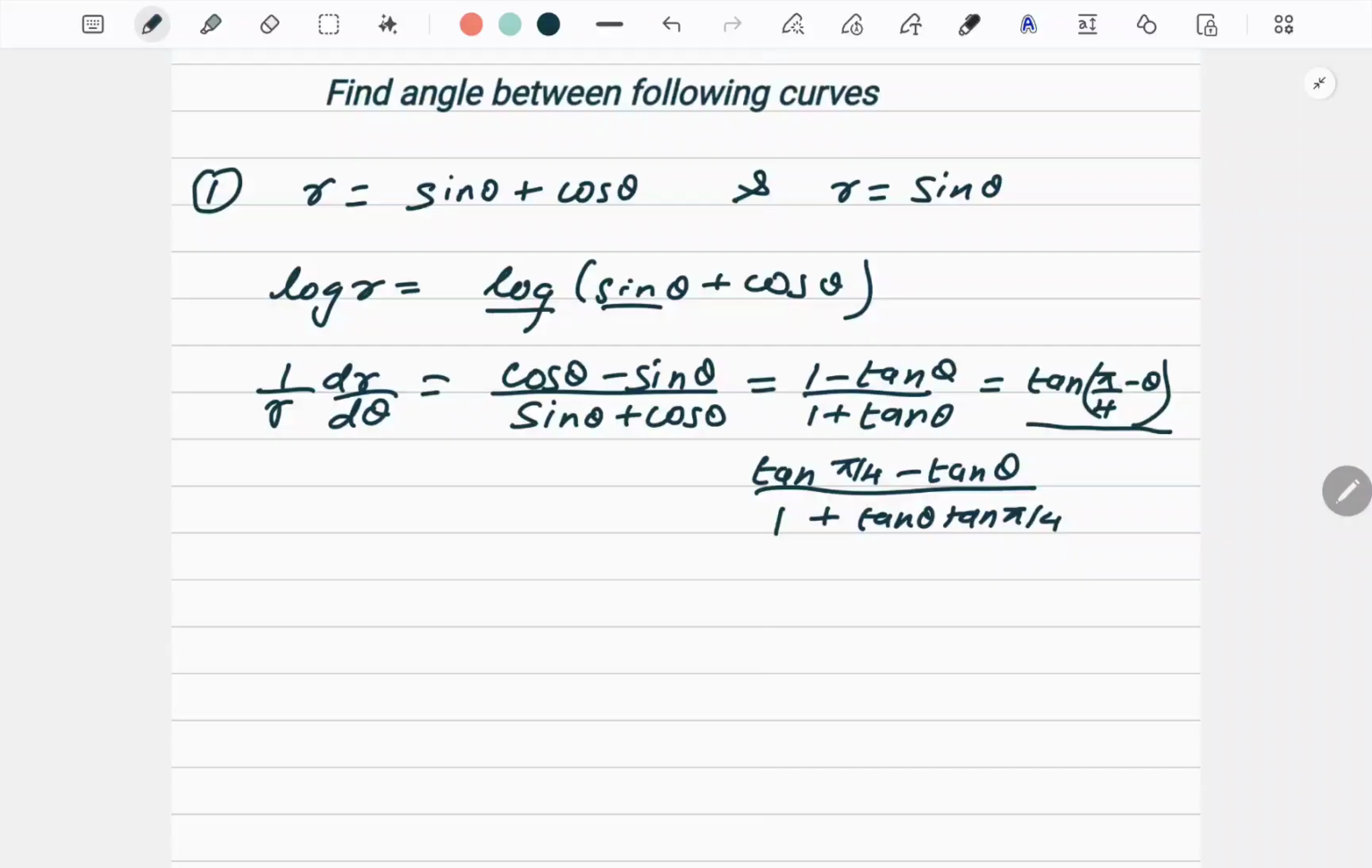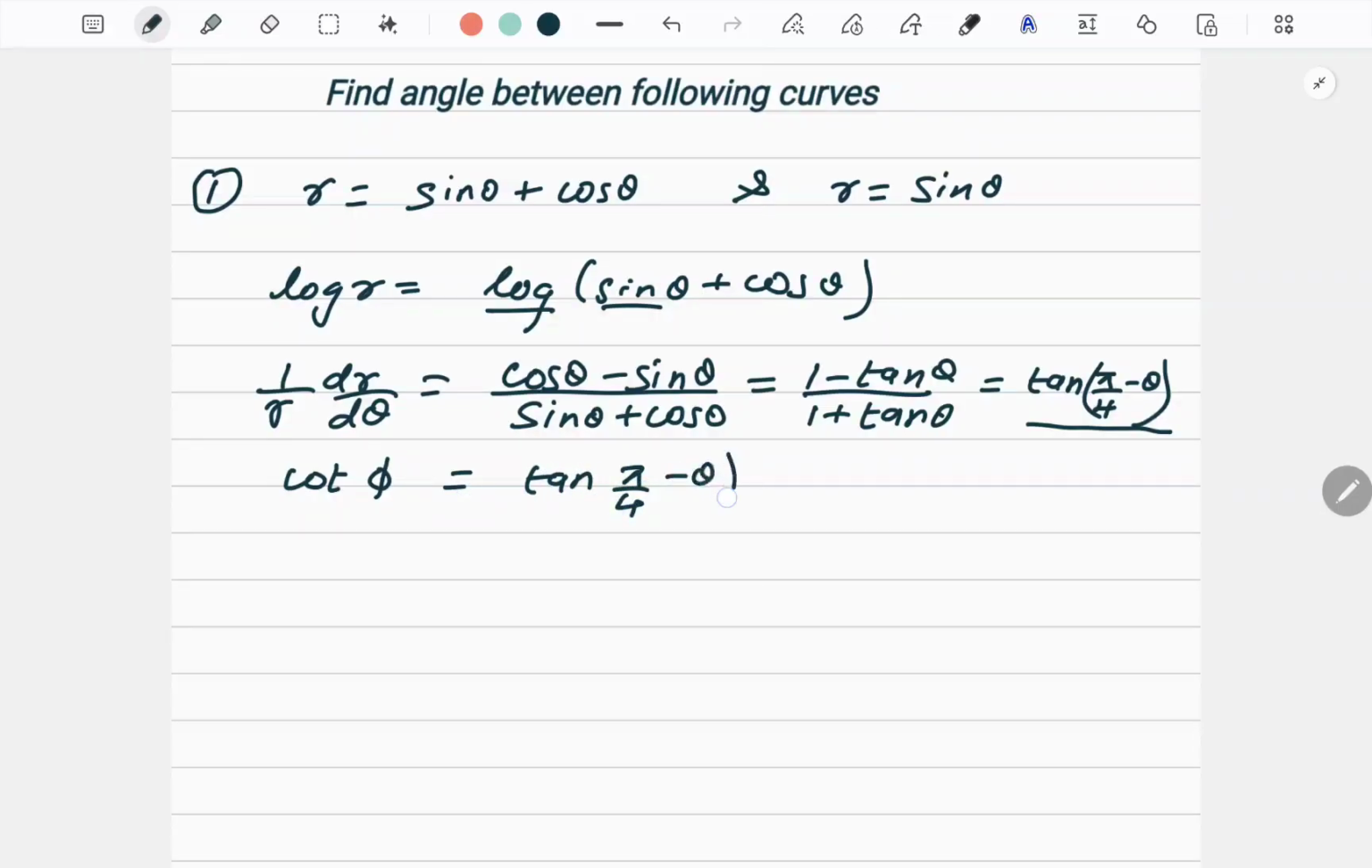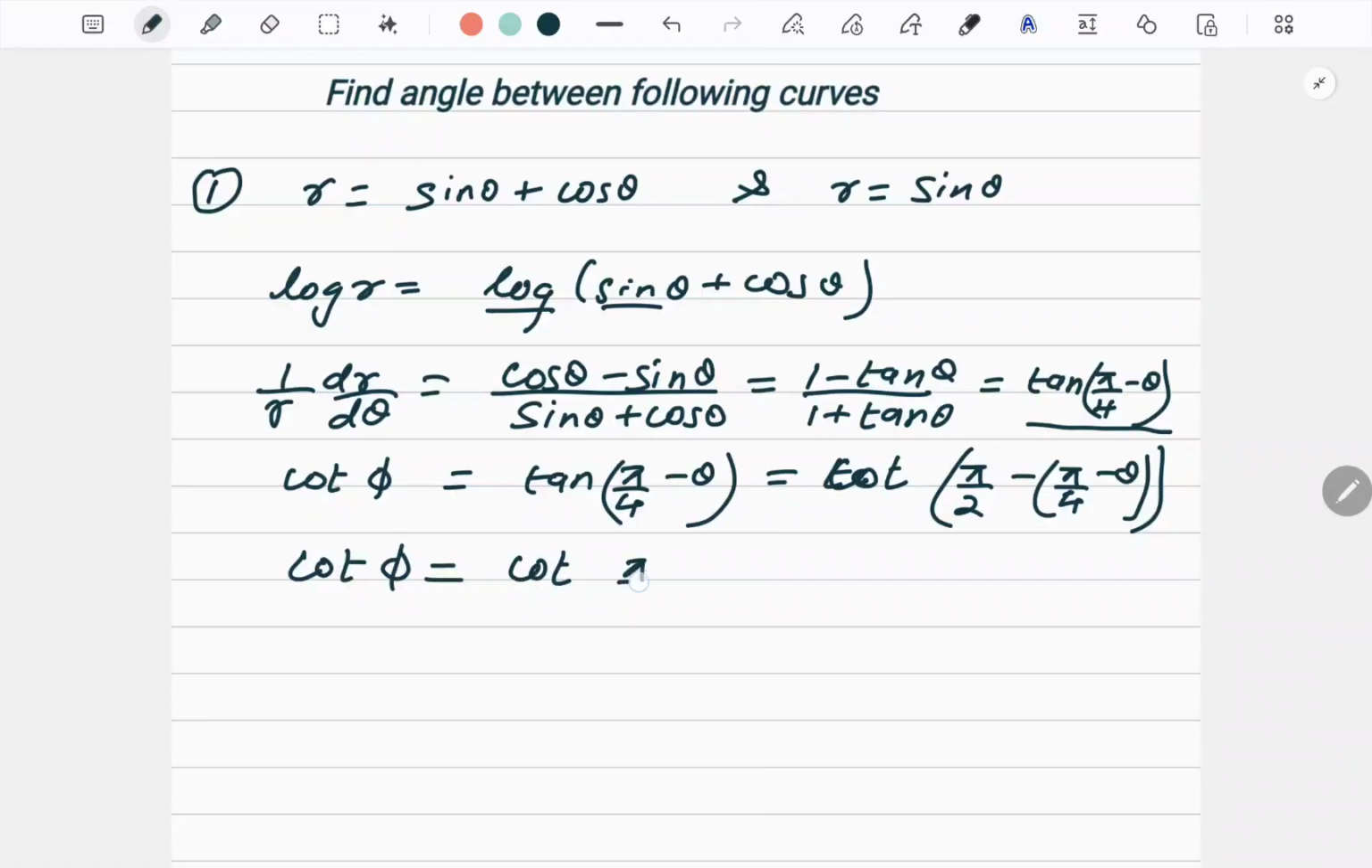This question we already did in our first video, so I'm writing it directly. So cot phi is equal to tan of pi by 4 minus theta. But I told you if I want to get the phi value, I should write this in terms of cot. So I'll use the allied angle concept. Since I don't have the minus sign outside, I can write it as cot of pi by 2 minus pi by 4 minus theta. Correct? So cot of phi is equal to cot of pi by 4 plus theta. So phi is equal to pi by 4 plus theta.